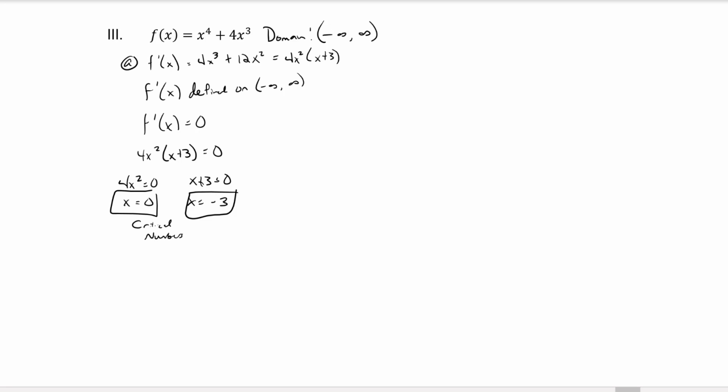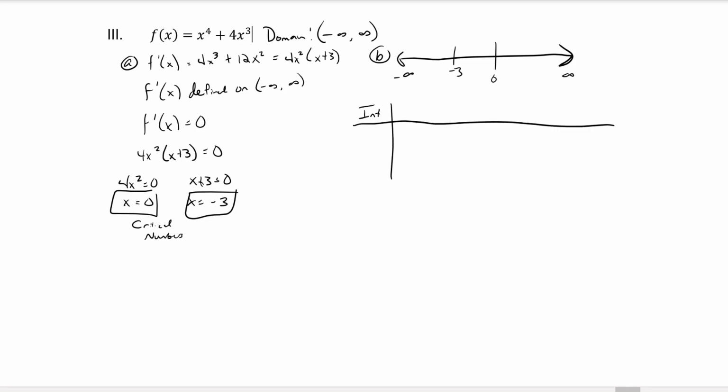So then we test our numbers. That's part B, test the numbers to find the intervals. If we draw our number line out, we start with our domain, negative infinity to infinity, and cut it up at our critical numbers, negative 3 and 0. So we end up with the intervals negative infinity to negative 3, negative 3 to 0, and 0 to infinity.